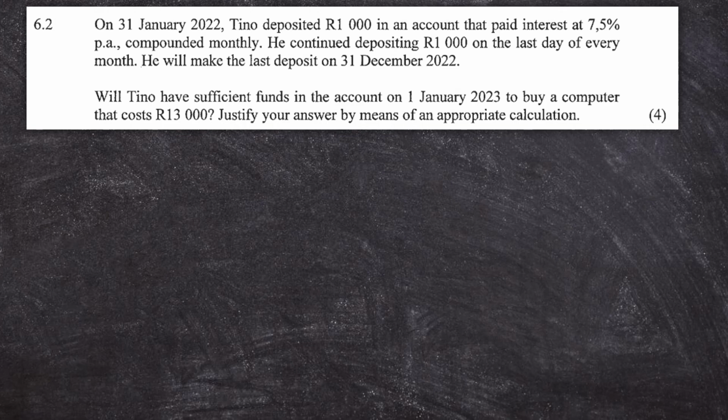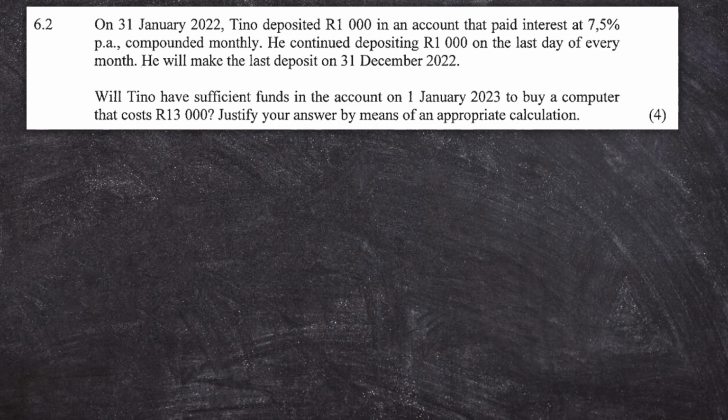Then the question says, will Tino have sufficient funds in the account on the 1st of Jan 2023 to buy a computer that costs 13,000 rands? Justify your answer by means of appropriate calculation. Okay, so as opposed to the previous question 6.1, where we're just dealing with a once-off deposit and you wait for your money, that was just compound interest, right?